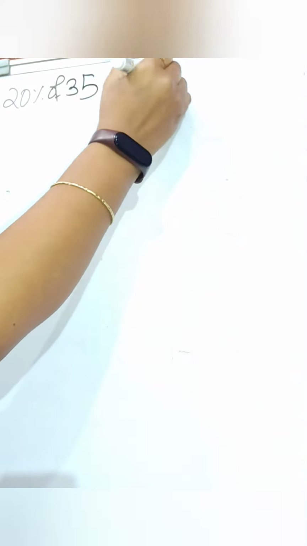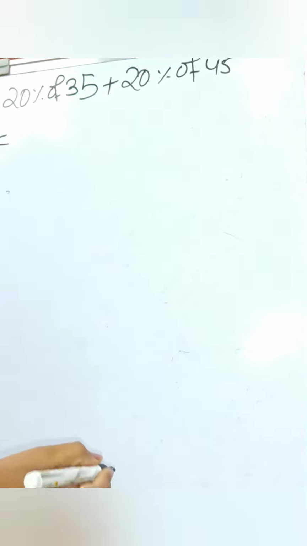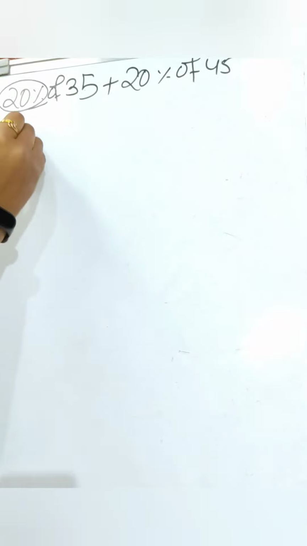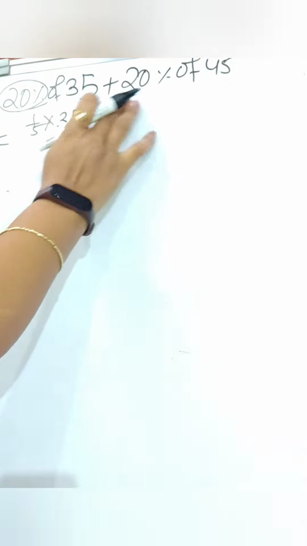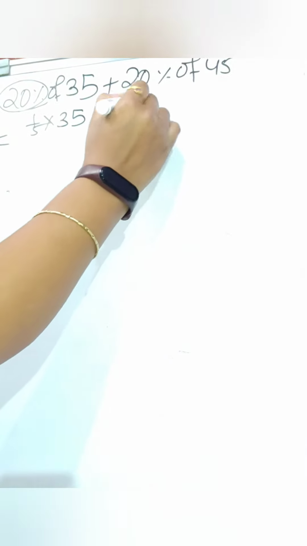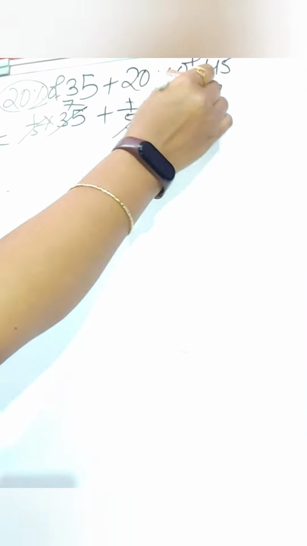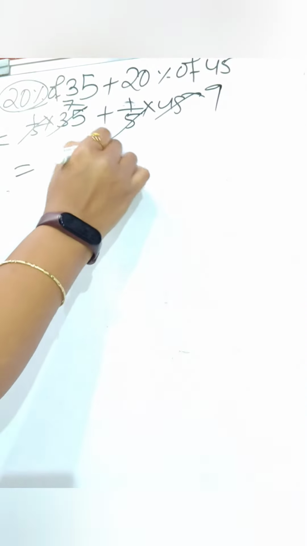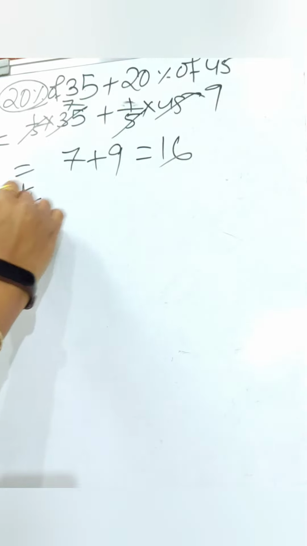Now some questions. 20% of 35 plus 20% of 45. So here 20% of 35 means 1/5 of 35, and 20% of 45 means 1/5 of 45. So 1/5 of 35 is equal to 7 and 1/5 of 45 is equal to 9. So 7 plus 9 is equal to 16. Another alternative method is there.